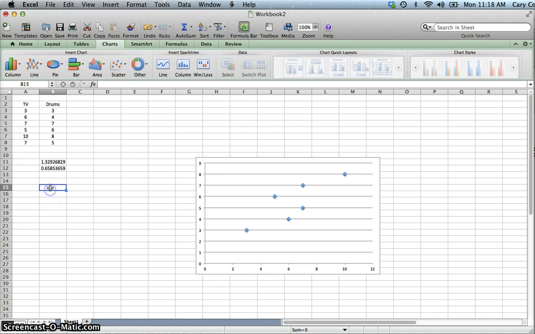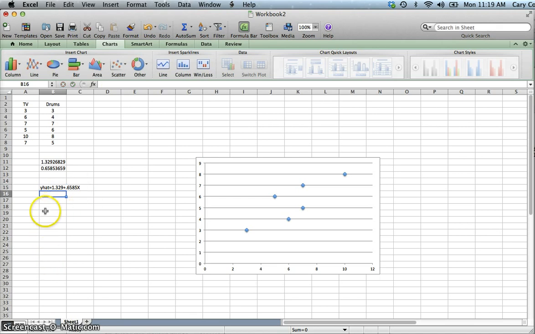And so now we can put together this. We can predict our drum sales, our Y hat, is equal to the intercept. In this case, let's just simplify it, 1.329. We're going to add to that then the slope, 0.6585 times X, whatever the TV appearances are. And so there's our formula. Now we can plug in.